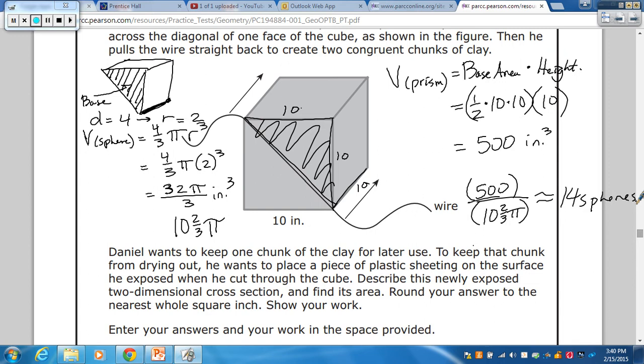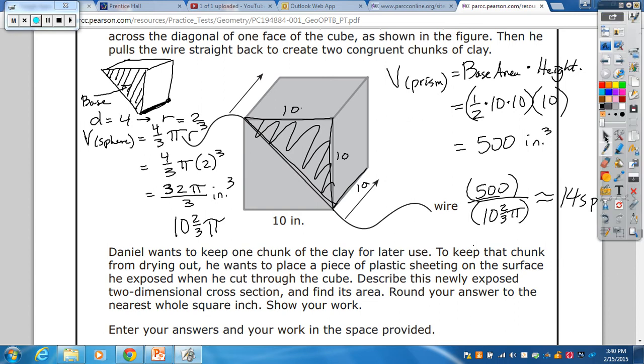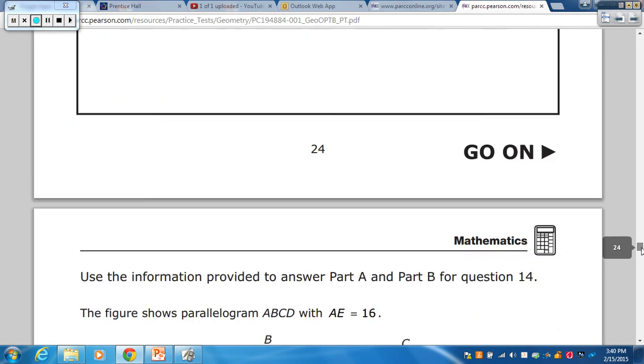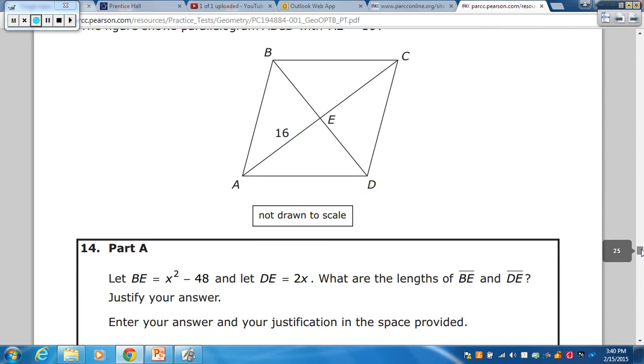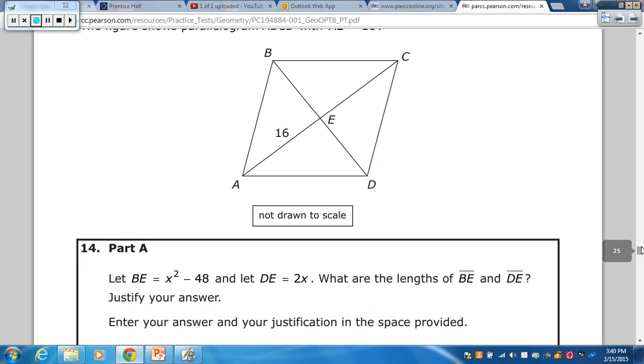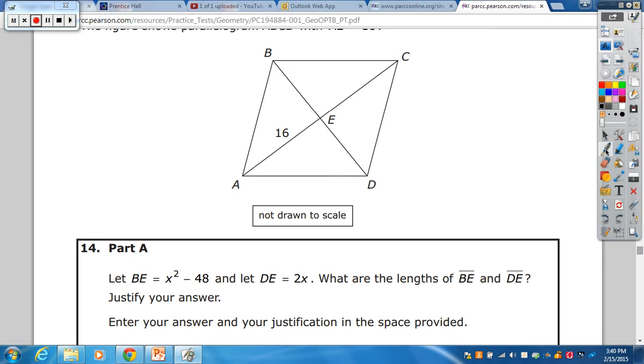All right. Let's see here. Next one, number 14, part A. Stuff that we've just been covering in class, factoring, or the quadratic equation. Let's look here. Got a parallelogram, stuff we covered a little while ago. AE is 16, okay. And here's what it says. Let BE be x squared minus 48. Okay, so x squared minus 48. Let DE equal 2x. Okay. What are the lengths of BE and DE, and justify your answer?